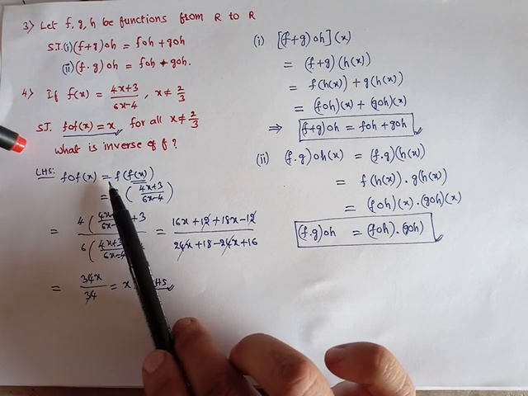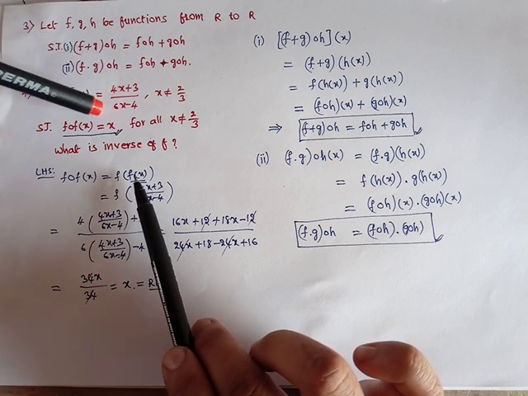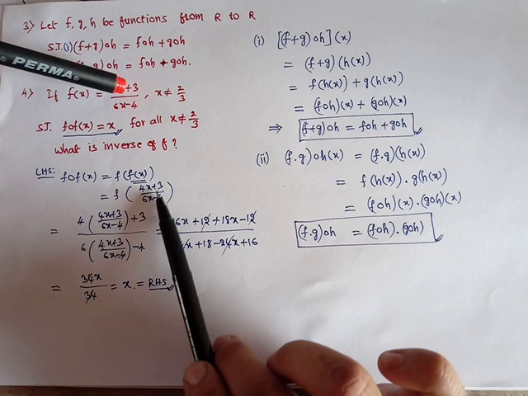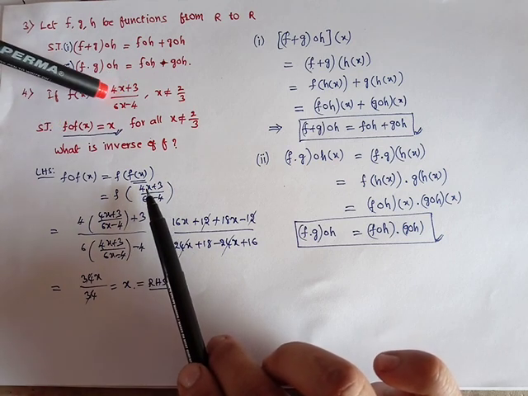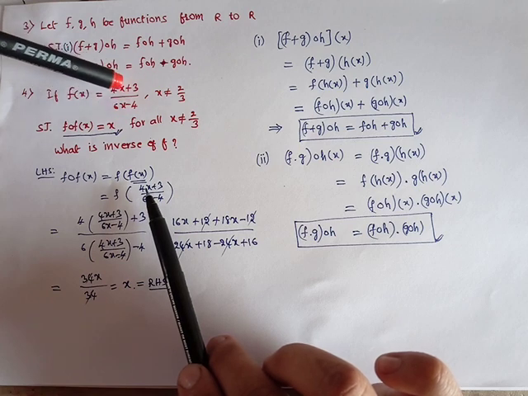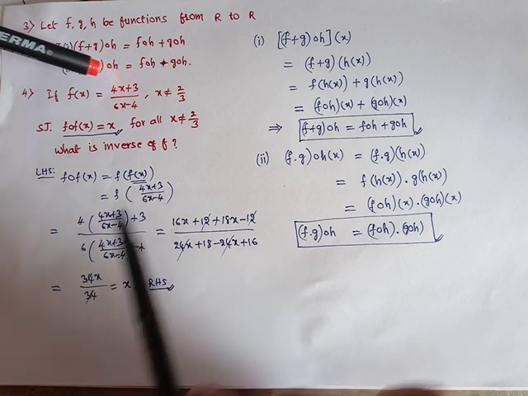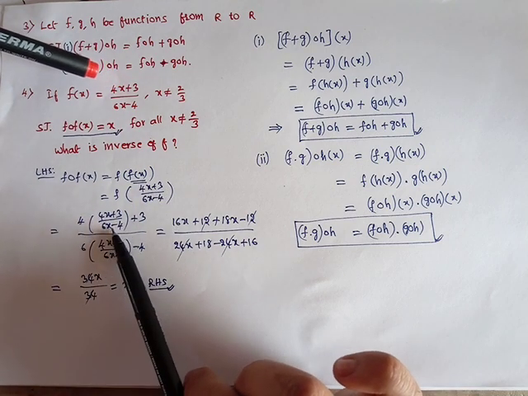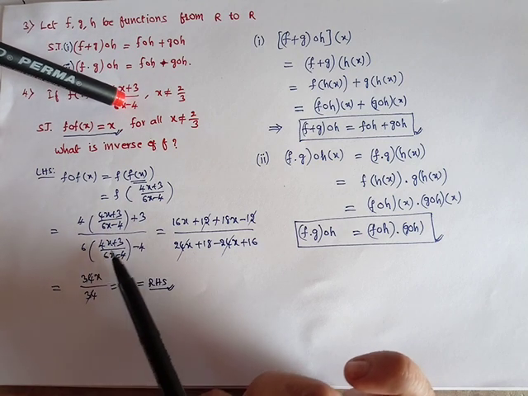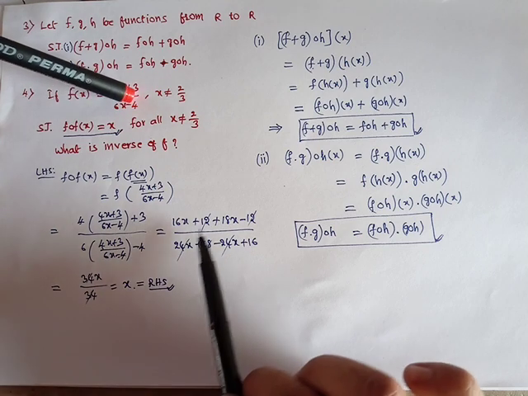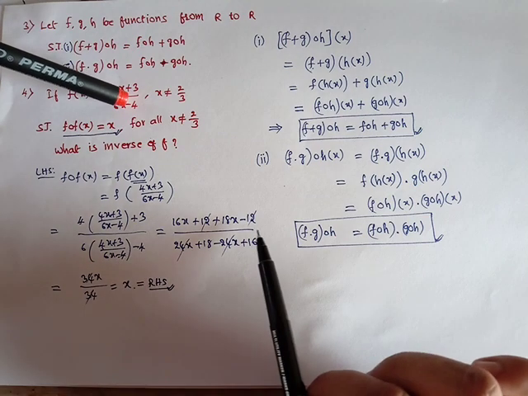So f(f(x)), and f(x) is nothing but (4x+3)/(6x-4). So this should be taken, and again this should be considered as some x. Now (4x+3)/(6x-4), instead of x, you take (4x+3)/(6x-4). So 4 times (4x+3)/(6x-4) plus 3, over 6 times (4x+3)/(6x-4) minus 4, and taking the proper calculation, the 6x-4 denominators will get cancelled in the next step.